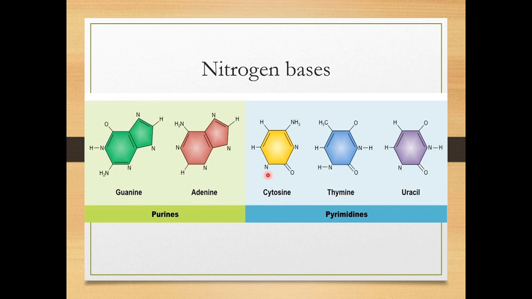Guanine, adenine, thymine, and cytosine are present in DNA, while guanine, adenine, cytosine, and uracil are present in RNA. So in RNA, thymine is replaced by uracil.